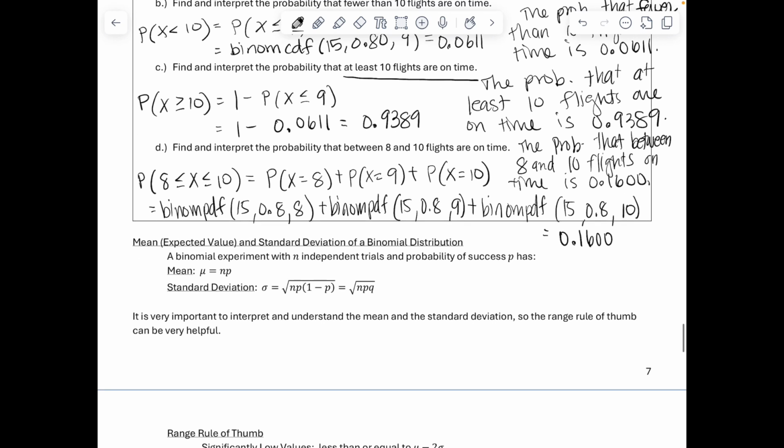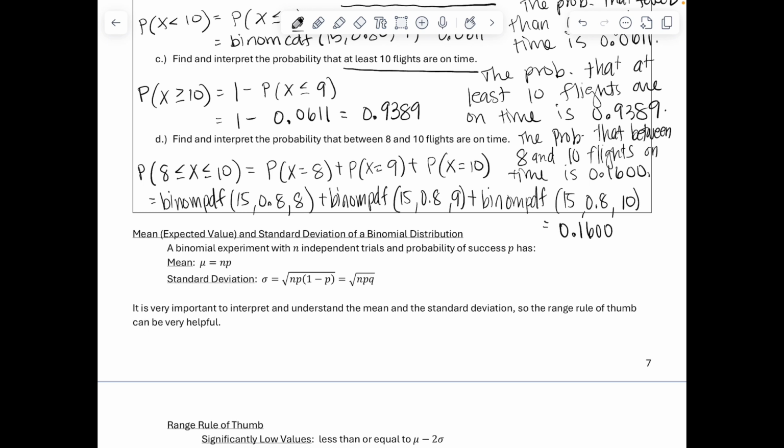Right below this, we have the mean or the expected value and the standard deviation of a binomial distribution. So a binomial experiment with n independent trials and a probability of success p has a mean mu equals n times p and a standard deviation sigma equals the square root of n times p times 1 minus p, which is also equal to q. And so definitely some formulas that we do need to know. It says it is very important to interpret and understand the mean and the standard deviation so that the range rule of thumb can be helpful.